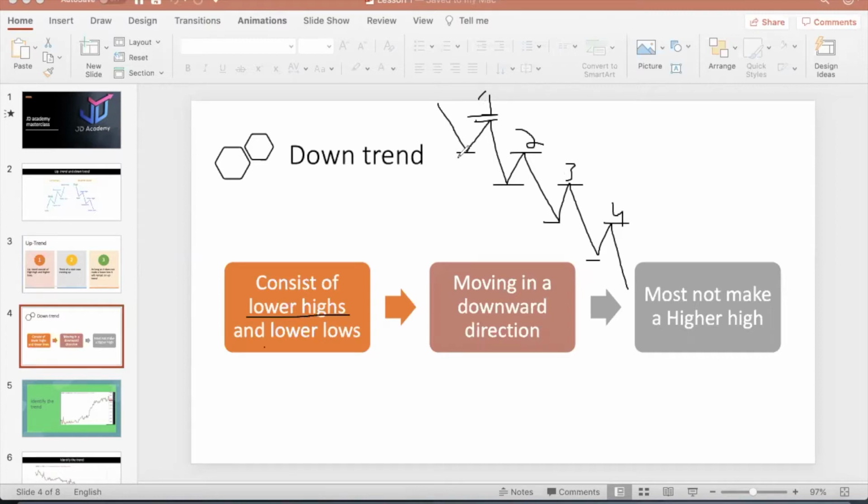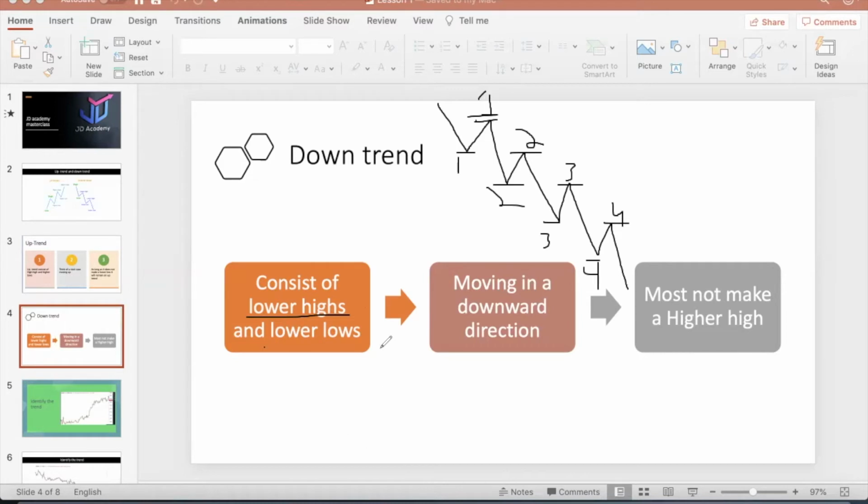So here, let me do this as well. 1, 2, 3, 4. It's the same thing. All right. So 2 is lower than 1. So the low is getting lower. 3 is lower than 2. 4 is lower than 3. So the lows are getting lower. So we're having lower highs and lower lows.